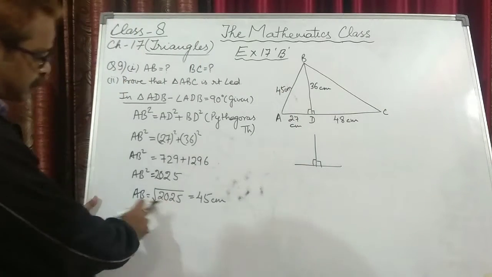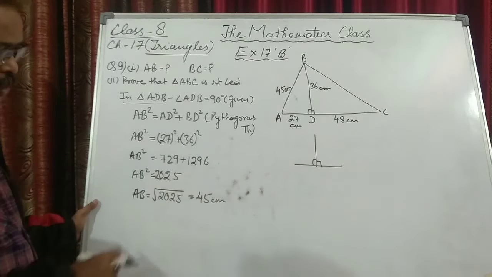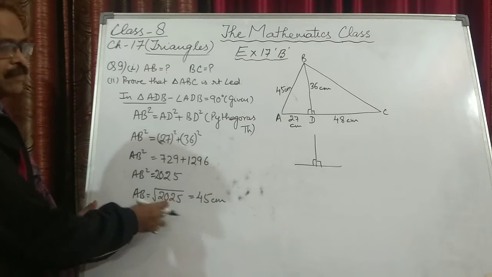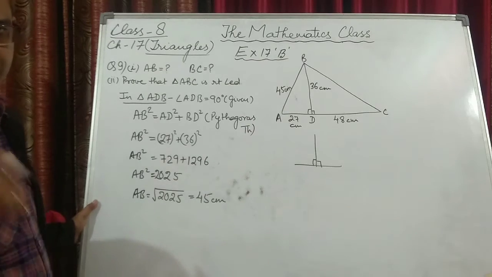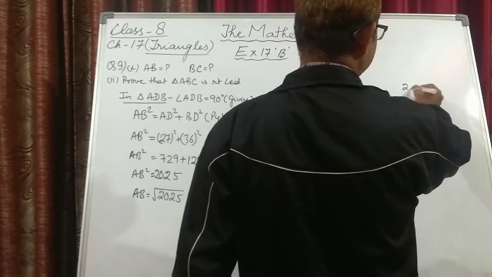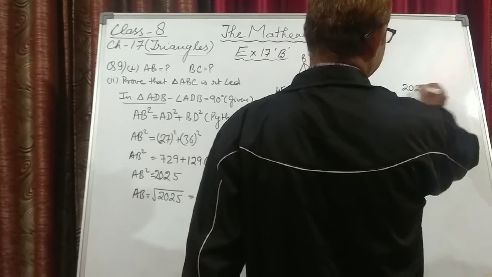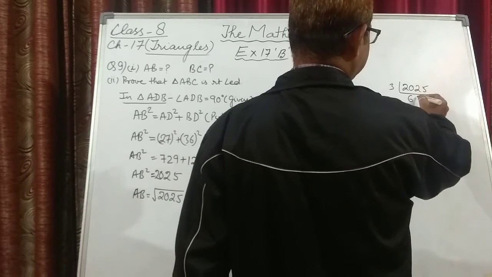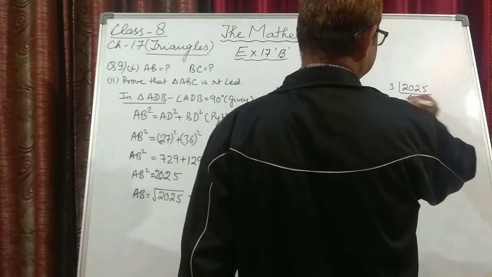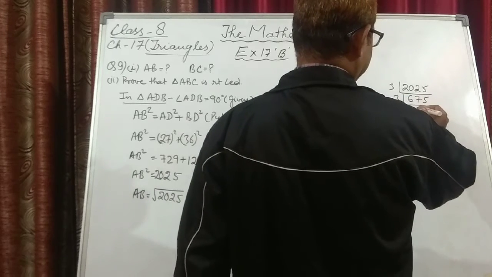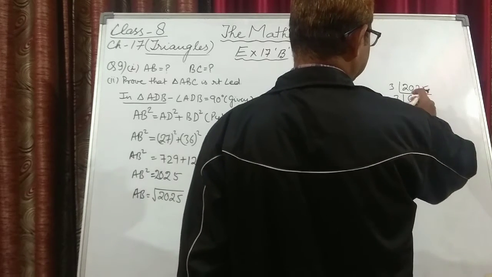How did we get this 45? If you don't know how to find the roots, what we do is factorize 2025 and write the factors in pairs of 2. Suppose I am doing it here. It is 2025. So it is divisible by 3. 3 sixes are 18, 3 sevens are 21, 3 fives are 15. Again by 3. 3 twos are 6.